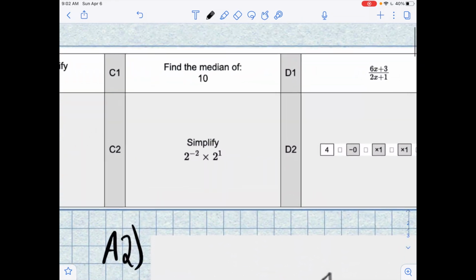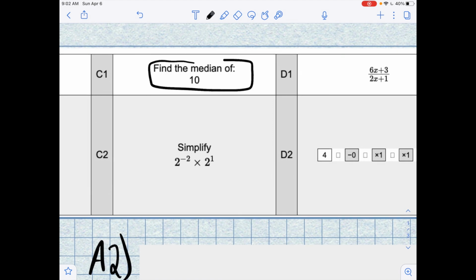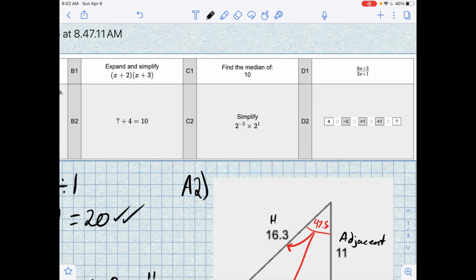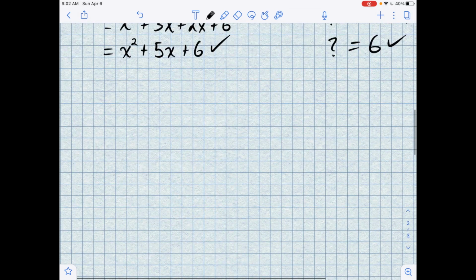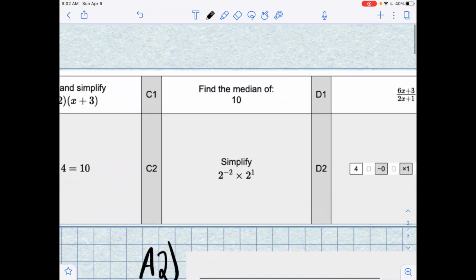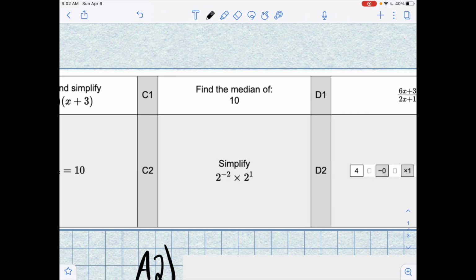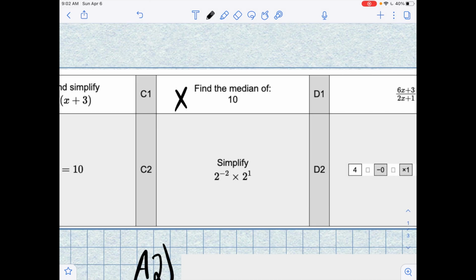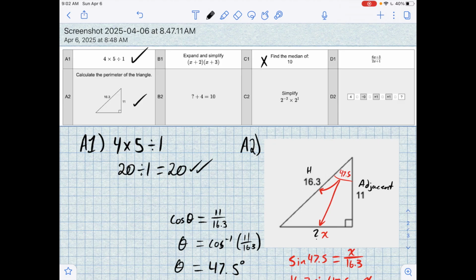All right, let's increase the gauntlet. Let's go to C. Find the median of 10. I don't know what that means. I don't know what C1 means. What are you asking for? Find the median of 10. I actually don't know what that means. All right, whatever. Sorry guys, I'm already failing.